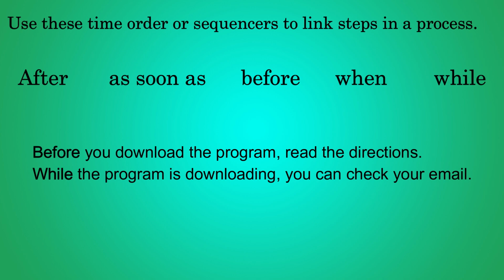It is because it pertains to how we're going to link the steps in a process. And also we have here: while the program is downloading, and then comma, you can check your email. So there are two instructions linked by the comma or linked by the time order word or sequencer. That is a very nice example of how we're going to describe a process, right?